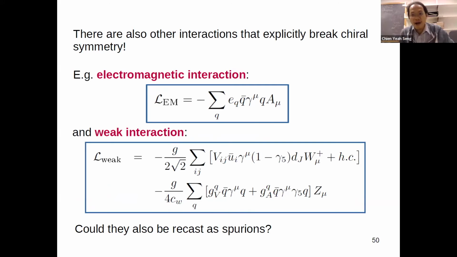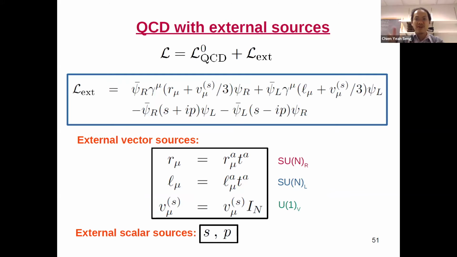So it's not just the quark mass term that breaks the chiral symmetry. There are also other terms. For example, if the quarks couple with photons, or if the quarks couple with the W and Z bosons, then those coupling terms will also break the chiral symmetry. And the question now is, can we also recast these symmetry breaking terms as spurions, such that if you assume a certain transformation rule of these gauge fields under flavor rotation or under chiral rotation, then the symmetry would be restored? The answer is of course yes. We can do it in a general way.